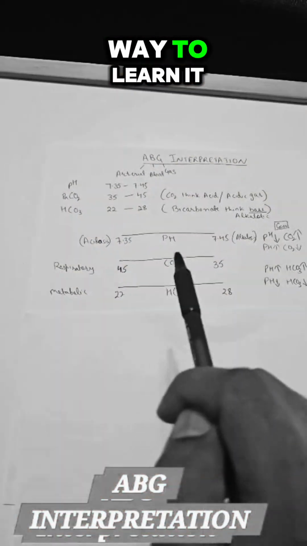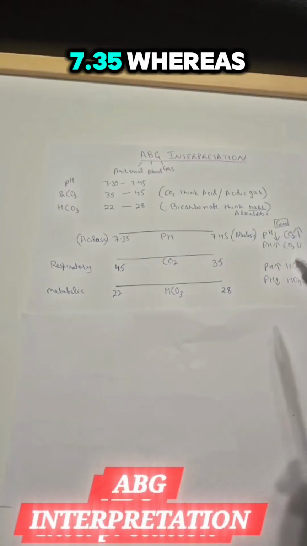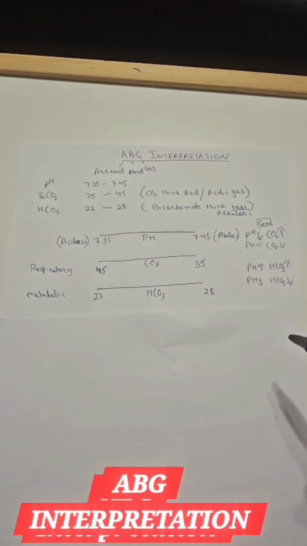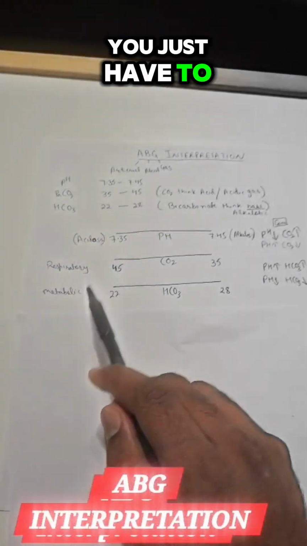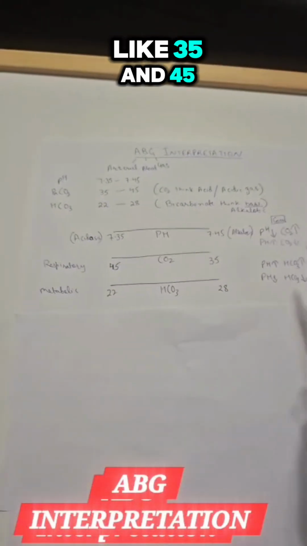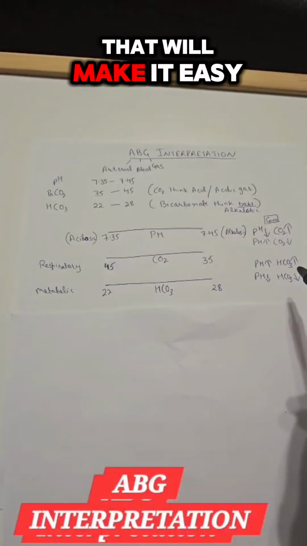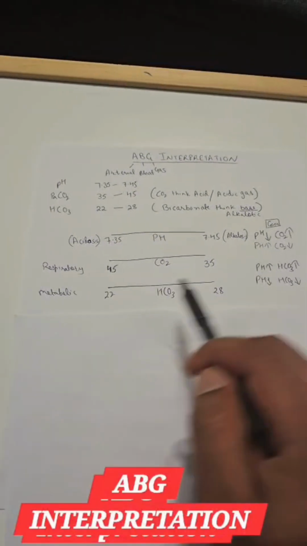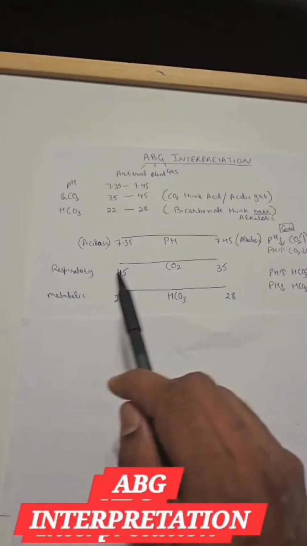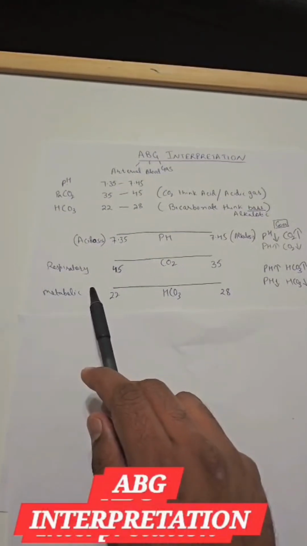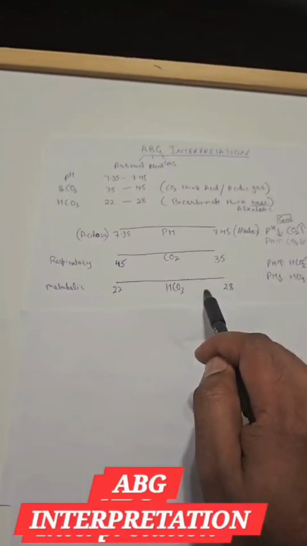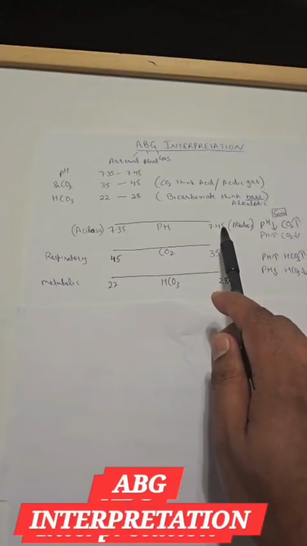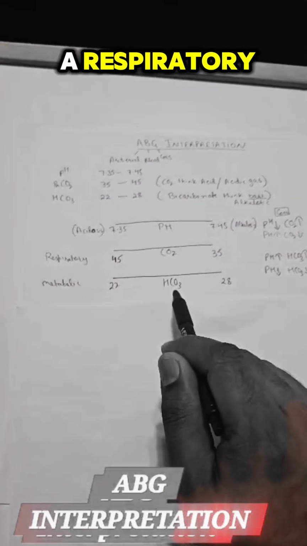And it's an easy way to learn it, because pH value is 7.35 on one side and it goes to 7.45. So you just have to learn after the point, like 35 and 45. That will make it easy for you. And then you have to go to metabolic. Then you have to go to bicarbonate, which is counted as metabolic, and CO2 is counted as respiratory.